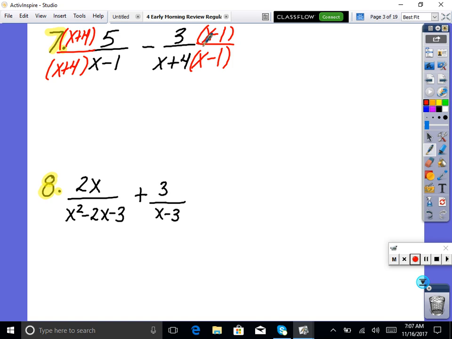Always remembering that if you have two terms to throw parentheses in. Now we're going to focus on the numerator. 5 times x is 5x. 5 times 4 is 20. Negative 3 times x. Negative 3x.